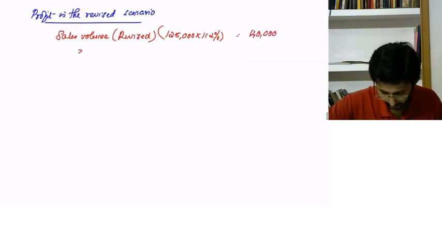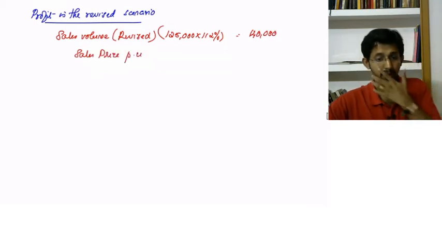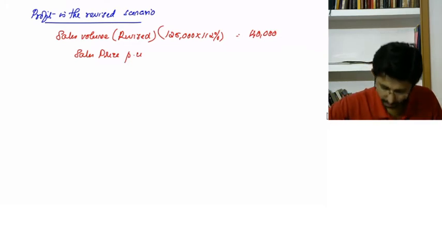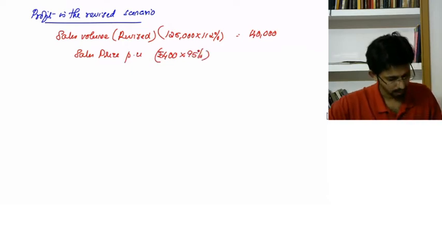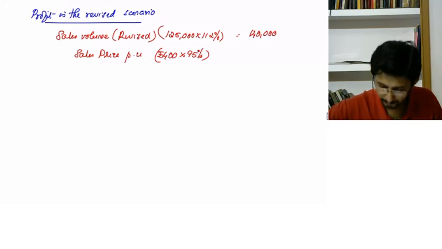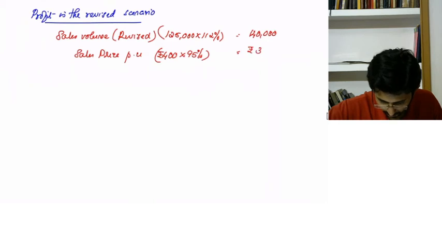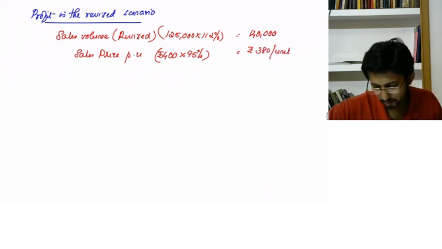And what about sales price per unit? Selling price per unit will drop by 5%. So it was 400 earlier into 95%. So 400 into 95% will be 380. That is equal to rupees 380 per unit.